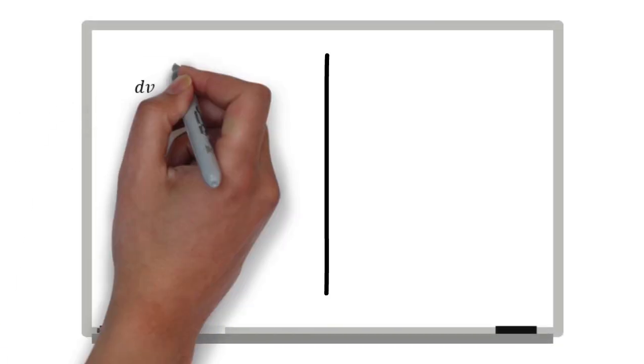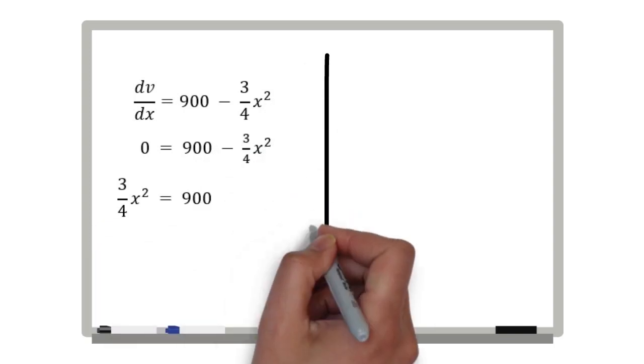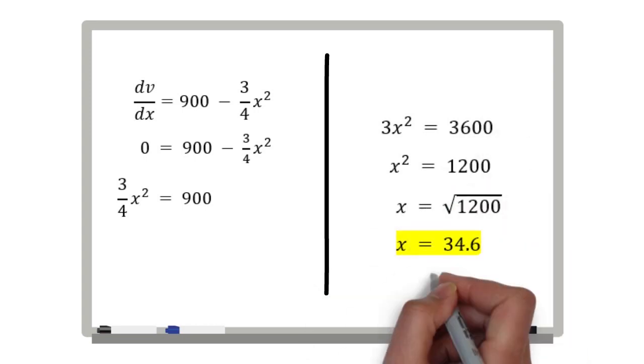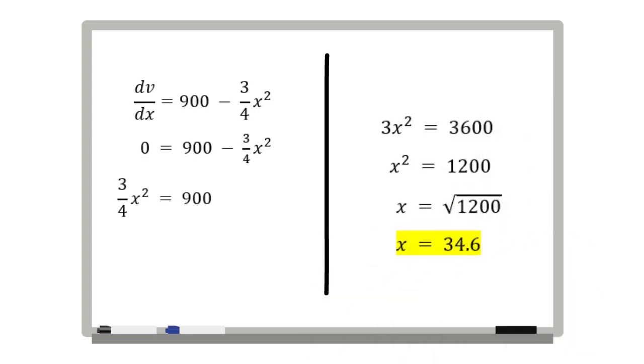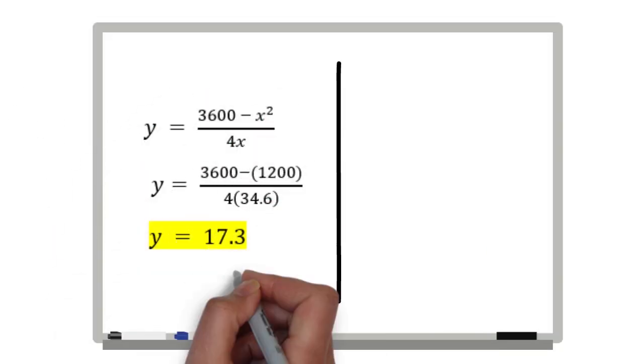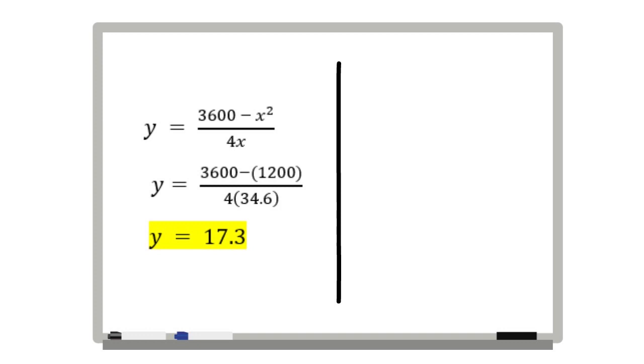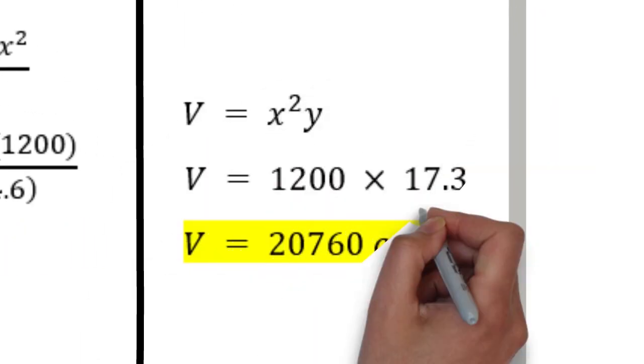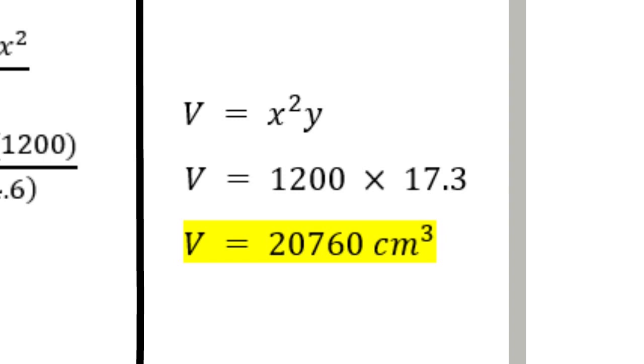After that, we need to differentiate the volume that we just got, and we got 3 over 4 x squared equals 900. Then we apply the third and fourth steps to get the x value. Next, we substitute the x value into the y equation to get the value of y. Lastly, we use the formula to find the volume of the box. Then we will get 20,760 cm cubed as the volume.